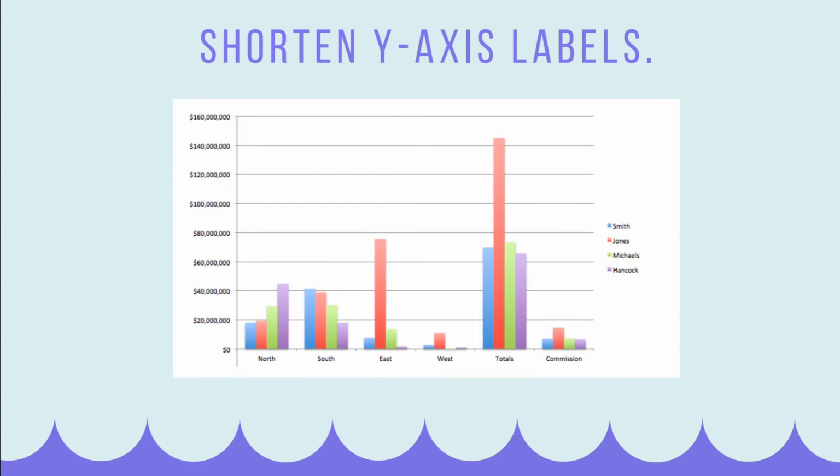So the next one is shorten y-axis labels. Long y-axis labels, like a larger number of values, take up a lot of space and can look a little messy, like in the chart shown in my PowerPoint presentation.